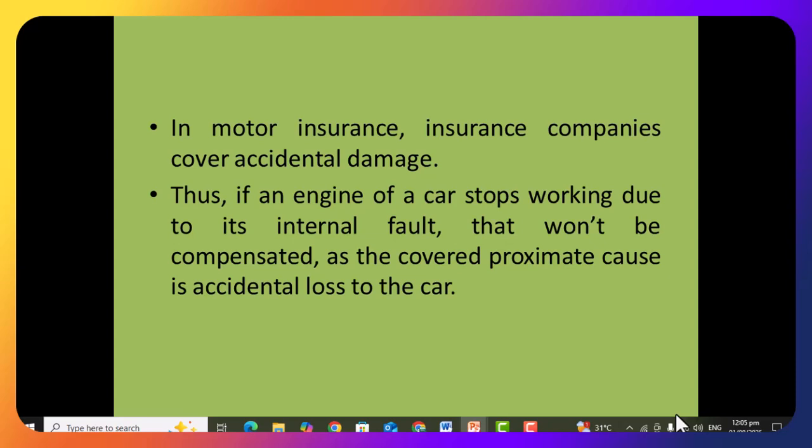And since these principles don't violate any Sharia principles, these principles are also followed in takaful as well.